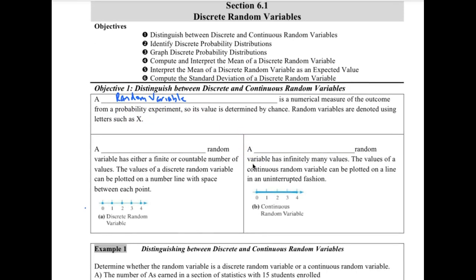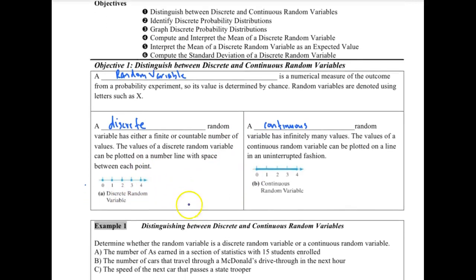And so we have 2 different types of random variables. One of them is going to be what we call a discrete random variable. And again, this is related to what we have talked about in the past. And the other one is going to be what we call a continuous random variable. So these terms are directly related to what we have learned before. And so again, the terminology right now is a random variable.